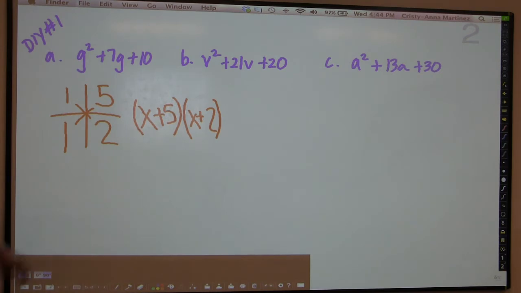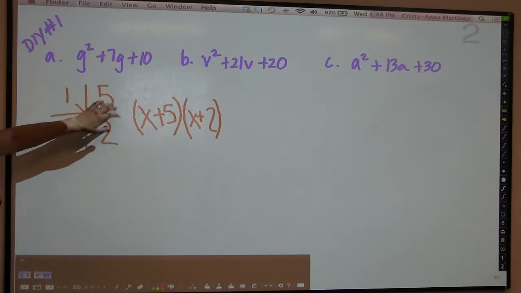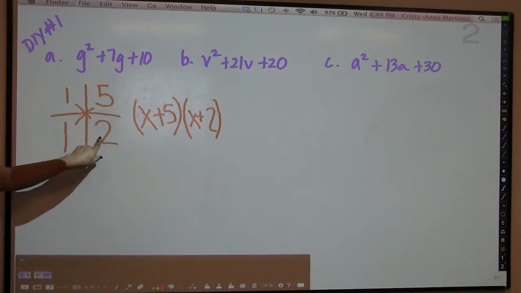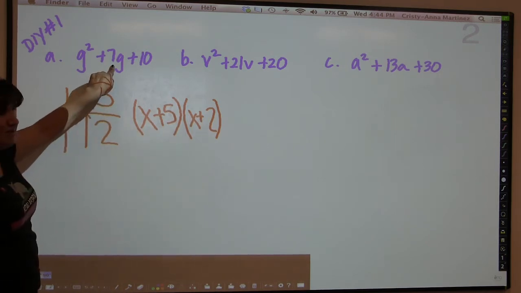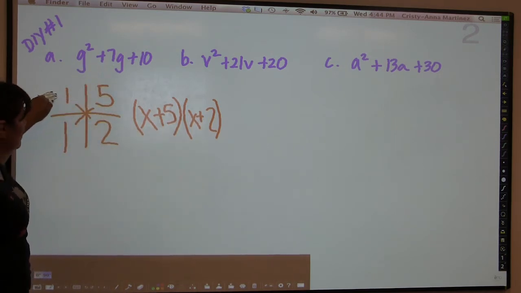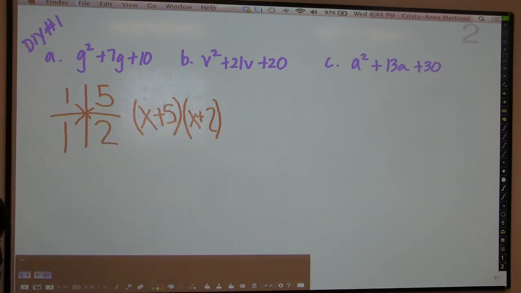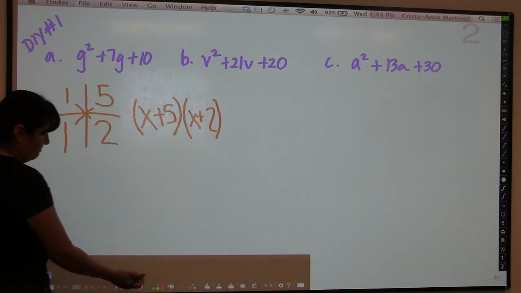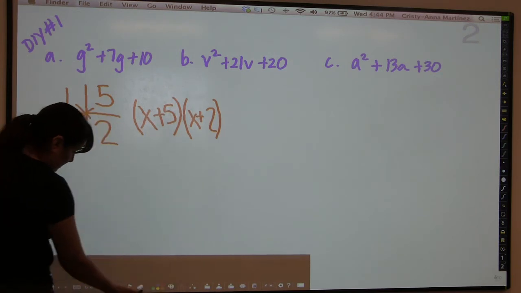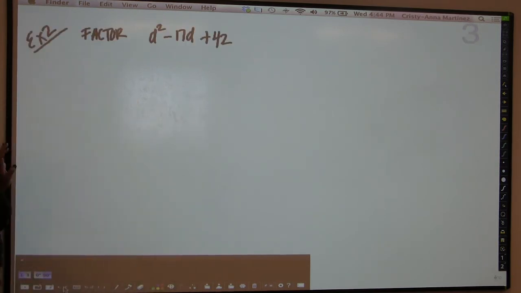So as you can see, the factors of 10, 5 and 2, diagonals, 5 plus 2 is 7. That's 7, so it works. The answer is across, x plus 5, x plus 2, bam, perfection. So now you can try B and C at home. And now I'm going to go on to this little guy.